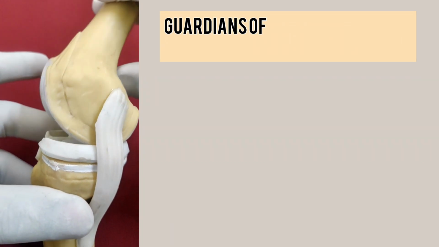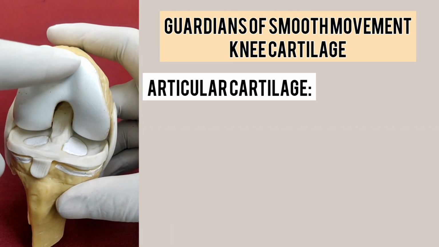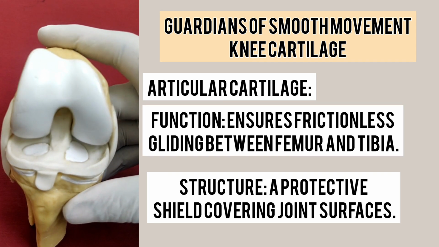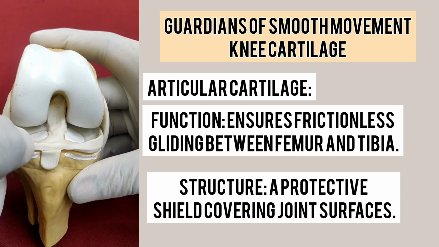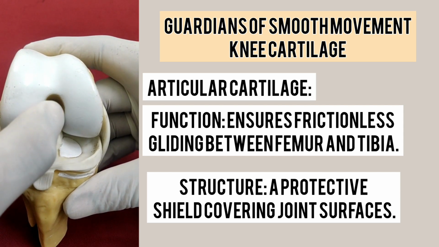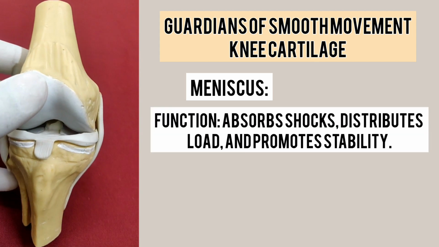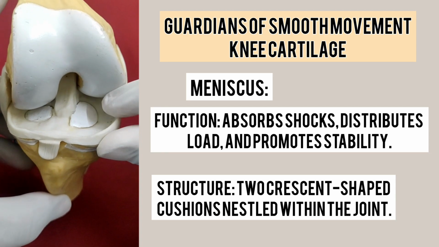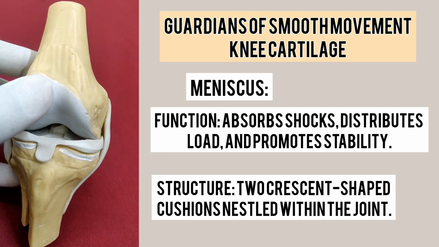Now, let's highlight the unsung hero, the cartilage. Over the femur and tibia, the smooth tissue acts like a cushion, ensuring frictionless movements and absorbing the shocks that come with every step. In the heart of the joint, we find menisci, two crescent-shaped cartilages. They are the unsung heroes, acting as a shock absorber, distributing the load and promoting smooth movements.